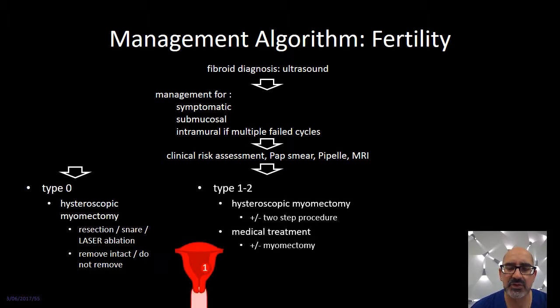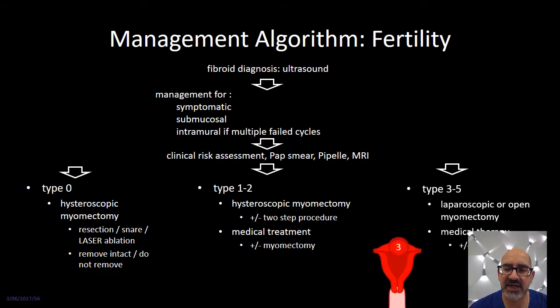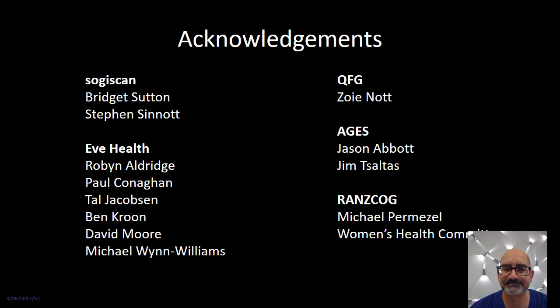For a type 1 to 2 fibroid, a hysteroscopic myomectomy may be performed. If it's large, this may occur in a two-step procedure, or you may consider the use of a medication such as a GnRH analog or ulipristal to shrink this fibroid down prior to surgery. Type 3 to 5 really means a laparoscopic or open myomectomy, which may or may not be combined with a GnRH analog or ulipristal, depending on the size of the fibroid and the clinical circumstance.